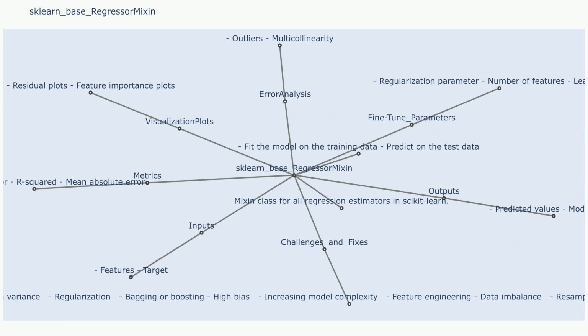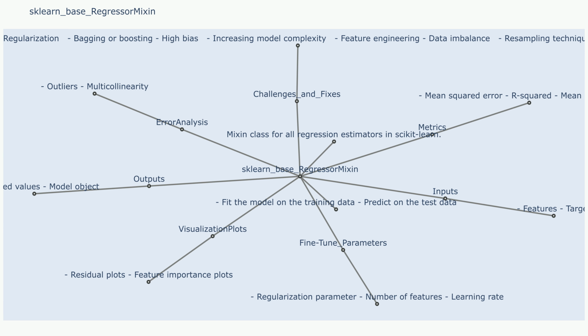Challenges and fixes. Challenge 1: overfitting. The model performs well on the training data but generalizes poorly to unseen data. Sample use case that resulted in challenge 1: a model trained on a small data set might learn specific patterns in the training data that are not representative of the wider population.